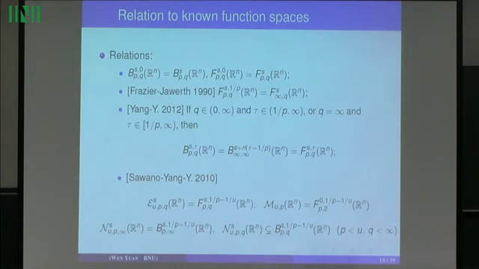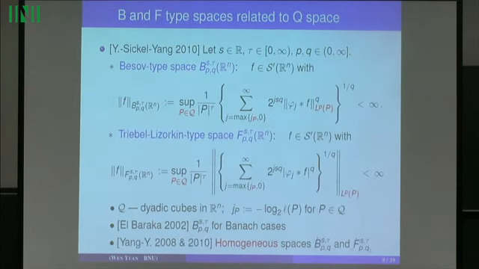So here are the relations of this function space to some other function spaces. It's easy to see that if tau is equal to 0, then these two spaces go back to the classical case. If we go back to the definition, if tau is 0, then this part just disappears, since we take a supremum, so here goes back to the whole R^n, and here goes back to 0. So it goes back to the classical case.